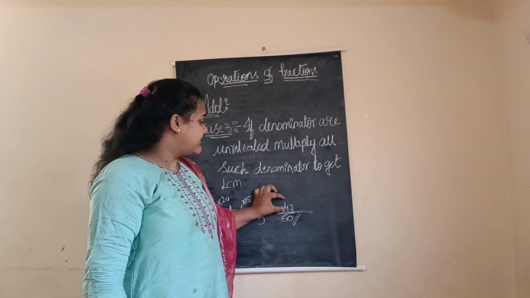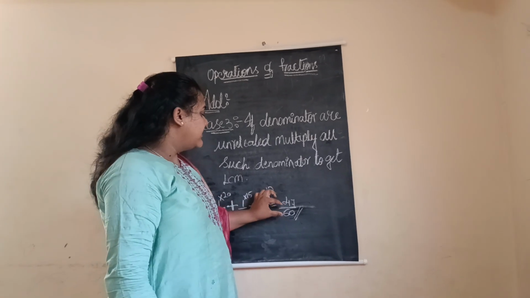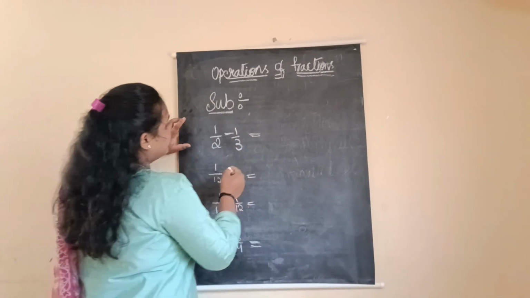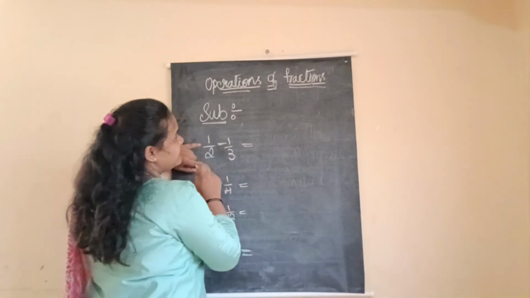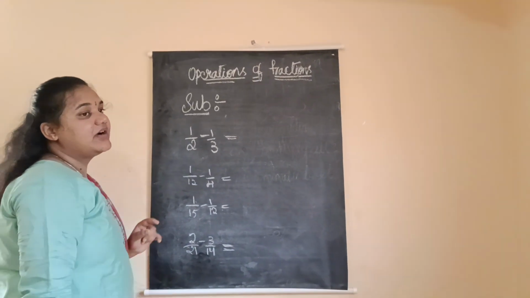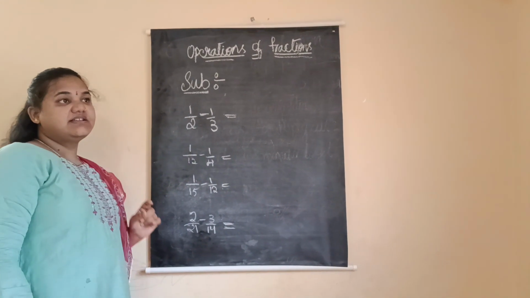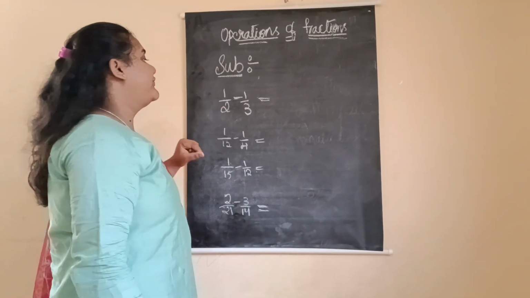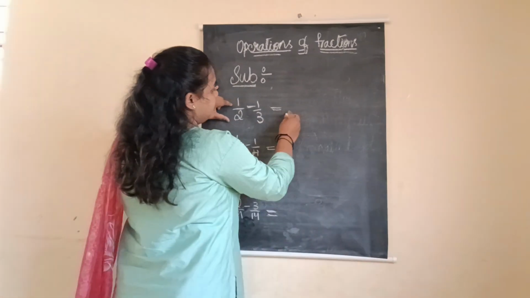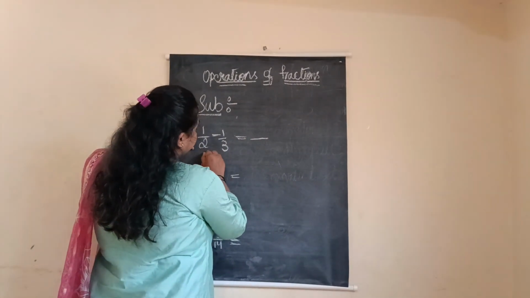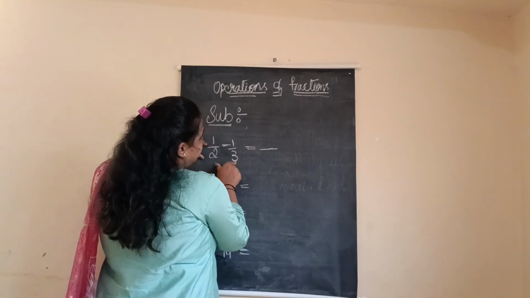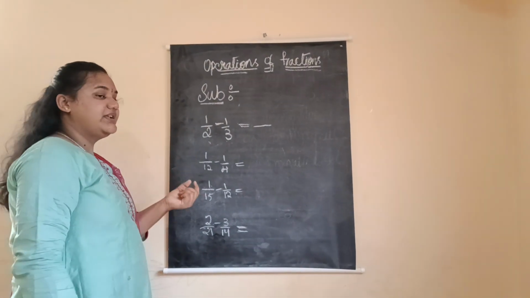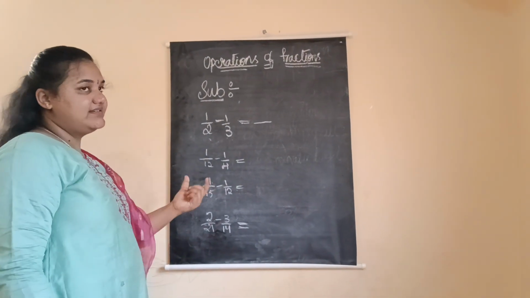The numerator is smaller than the denominator. In subtraction, the procedure is the same. If we know how to do addition, then subtraction is very easy to solve. So now we'll solve these problems. Let us take an LCM for both. They are unrelated, so they don't have any relationship. So we have to multiply, and when we multiply, we get the LCM.